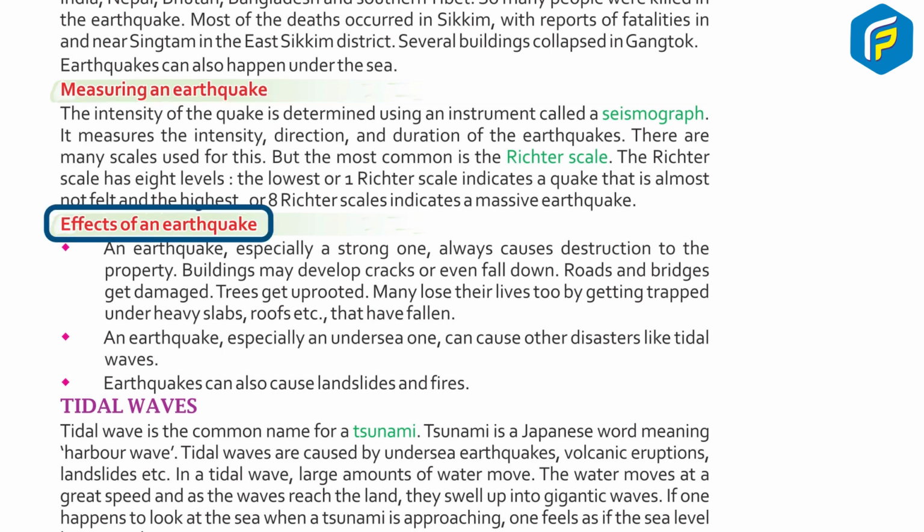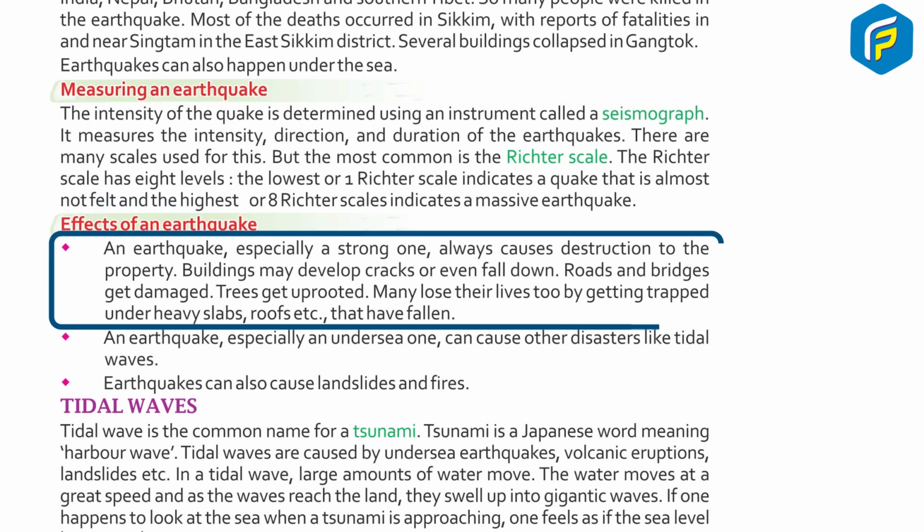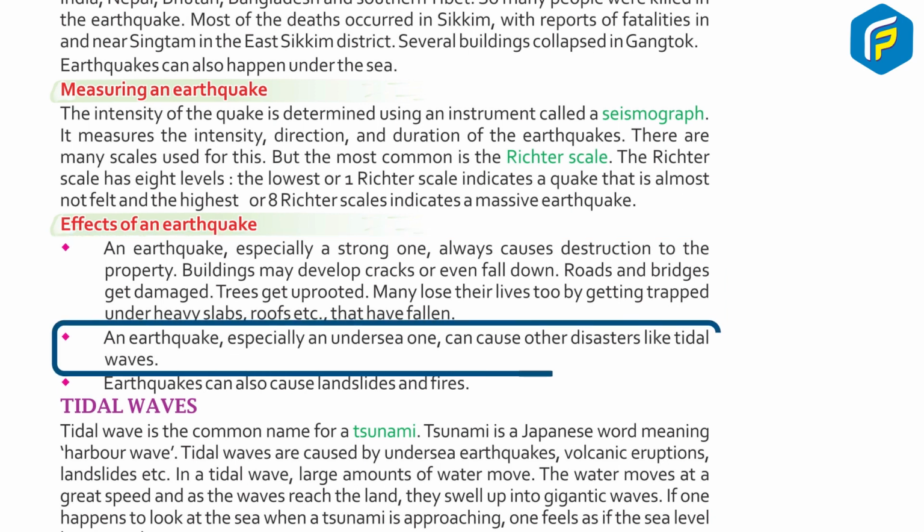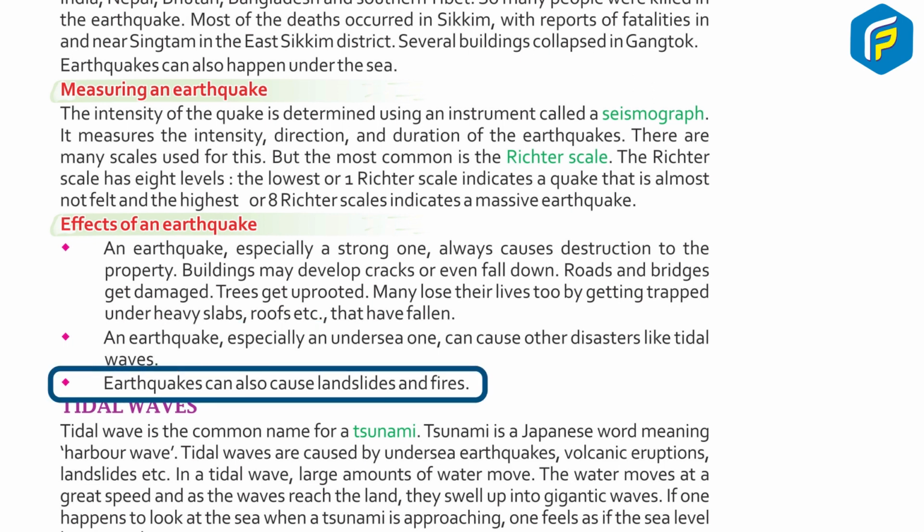Effects of an earthquake. An earthquake, especially a strong one, always causes destruction to property. Buildings may develop cracks or even fall down. Roads and bridges get damaged. Trees get uprooted. Many people get trapped under heavy slabs, roofs, etc. that have fallen. An earthquake, especially an undersea one, can cause other disasters like tidal waves. Earthquakes can also cause landslides and fires.